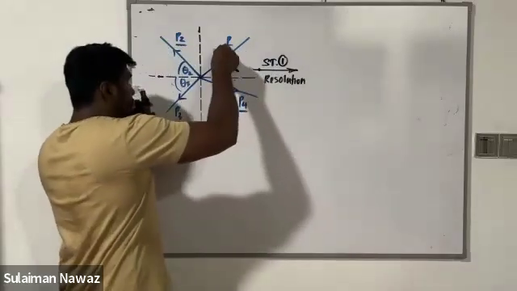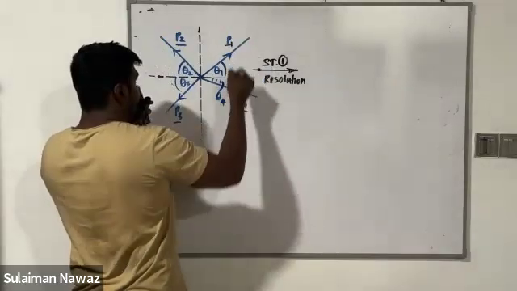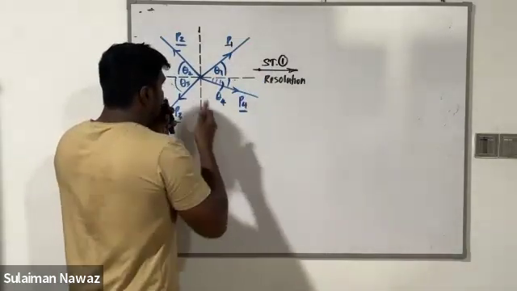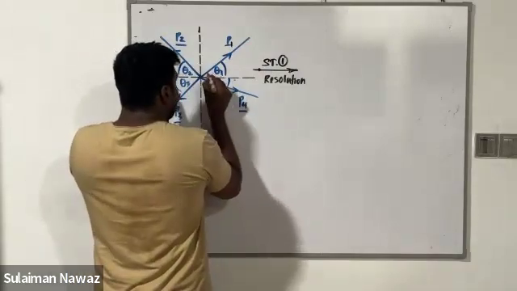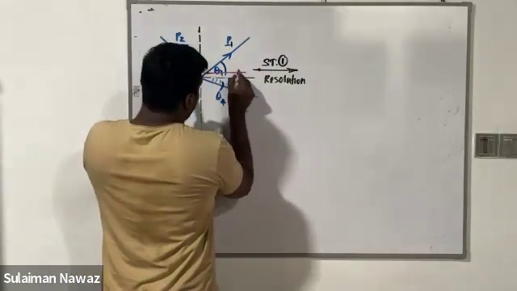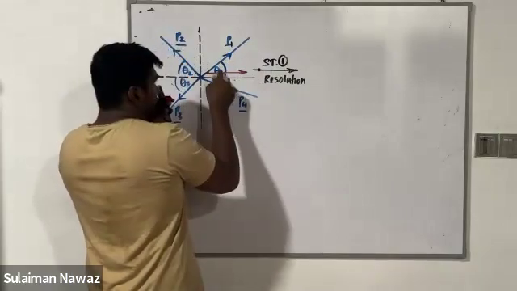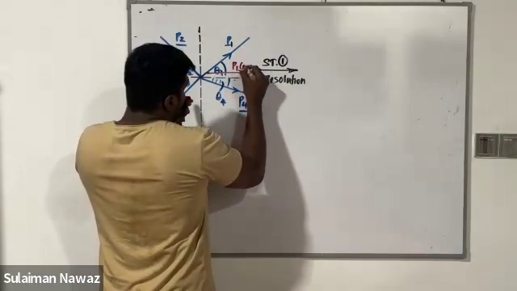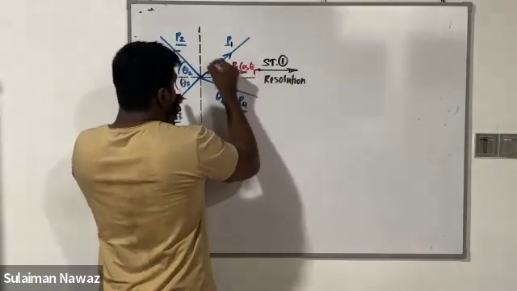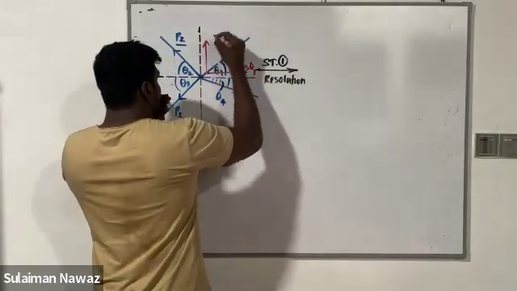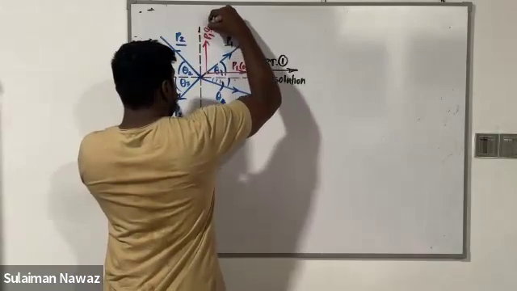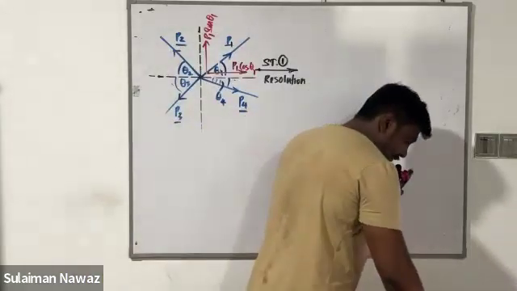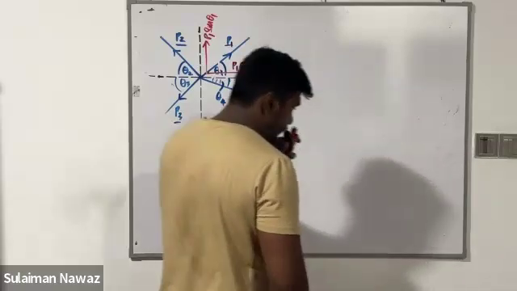Now, if you resolve vector P1 into two perpendicular directions, look here. The horizontal one will be what? The horizontal one touches the angle, so it is P1 cos theta 1. What is the vertical component? P1 sin theta 1. Am I correct? Likewise, resolve P2, P3, P4.